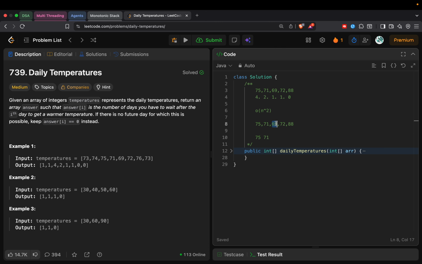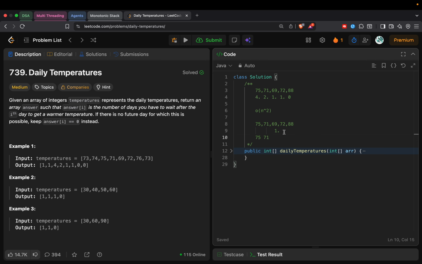Can 69 be warmer for any of these? No, right? Since it is not warmer for any of these and its warmer temperature still needs to be determined, I will keep it aside. Now I am at 72, right? Is 72 warmer than 69? Yes, it is, right? So for 69 I have determined how many days I have to wait. For 69 it is basically 1 day. I have to wait 1 day.